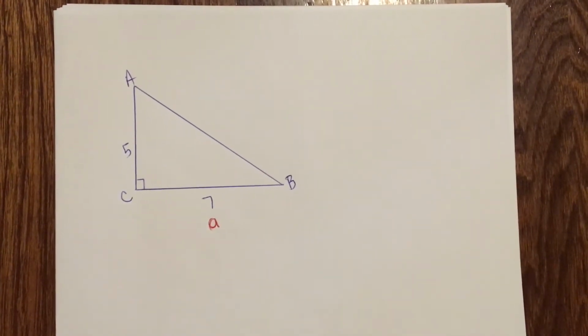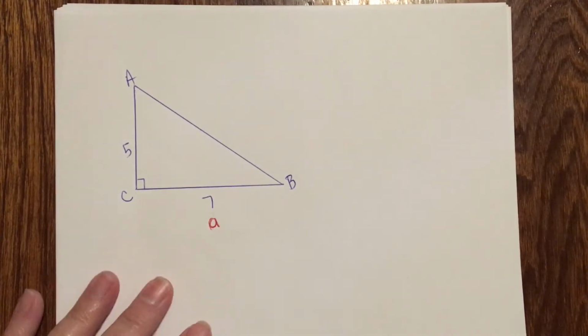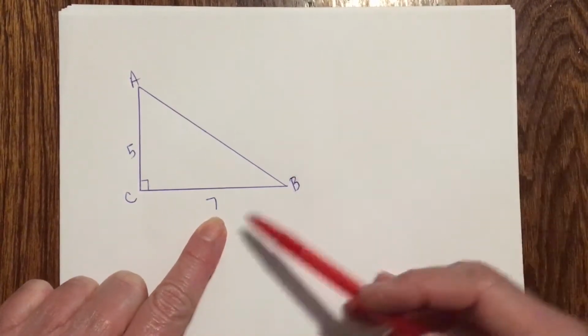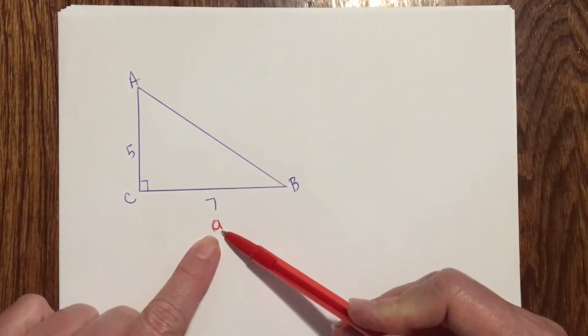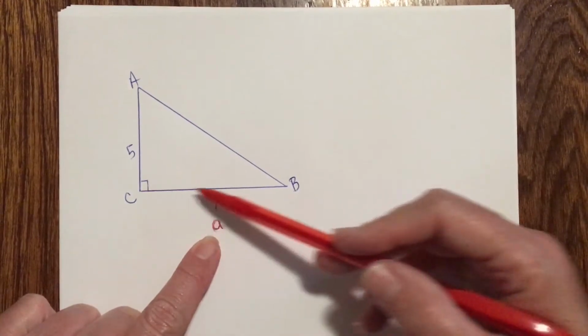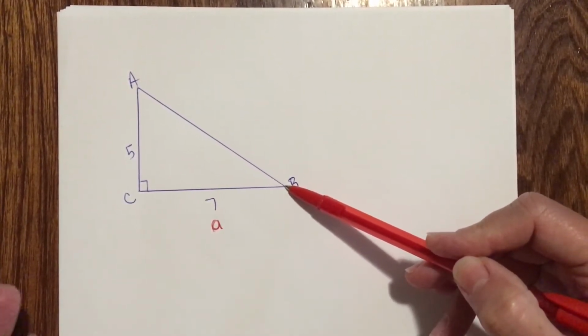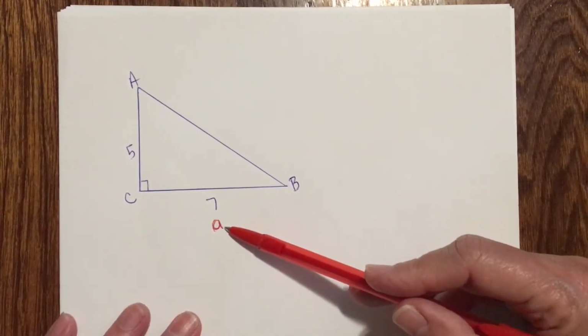In this video, I want to talk about what the trigonometric ratios are. In the last video, I talked about sine, cosine, tangent, and the abbreviations, but I didn't say what they are. So that's what I'm going to work on in this one. Now, here's my right triangle, and I've written a little a under the 7. I'm going to call side BC, which I know equals 7, little a.